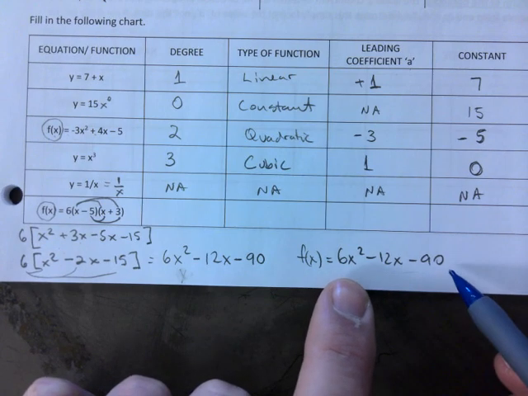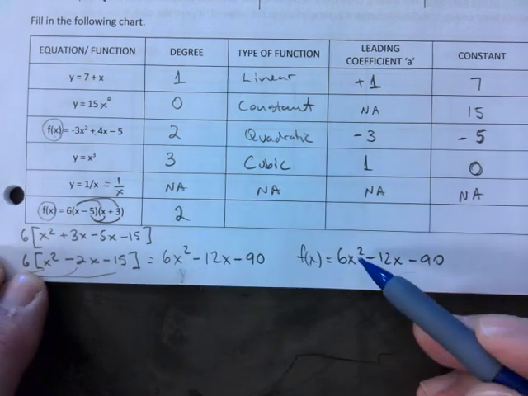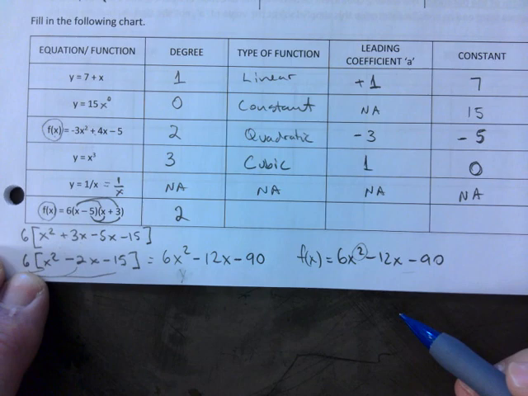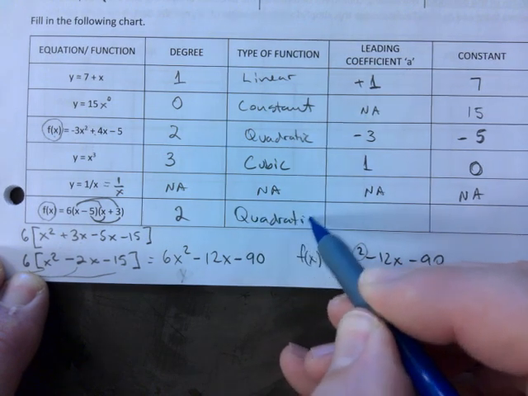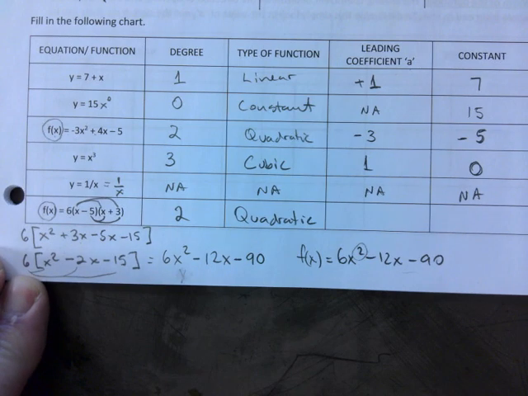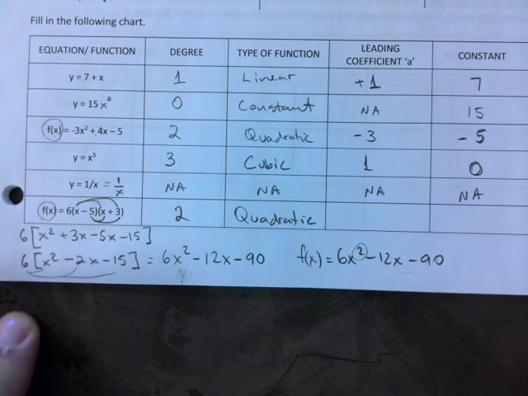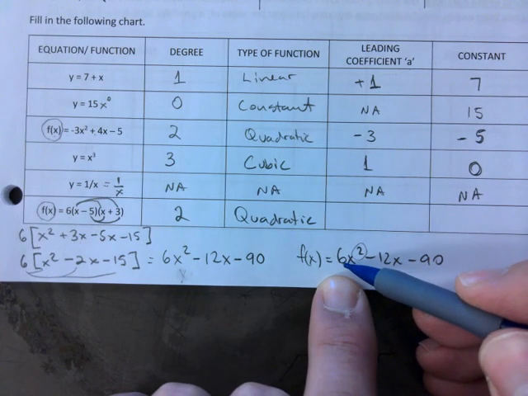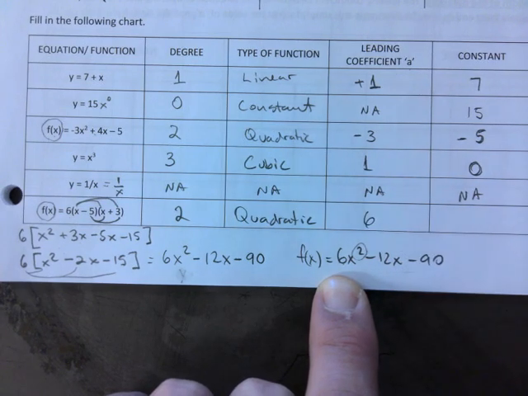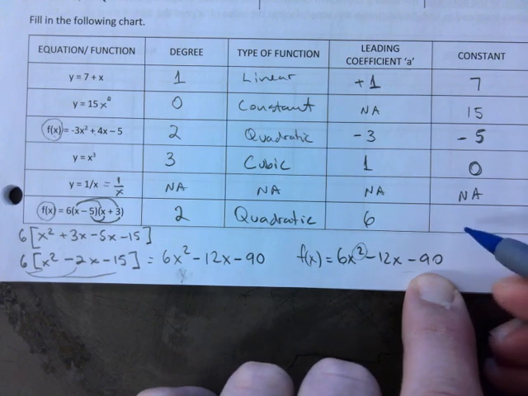So the degree of this is 2 because of that highest power there. Therefore, I know it's a quadratic. The graph is going to be a parabola. Okay. The leading coefficient is actually 6. And my constant is negative 90.